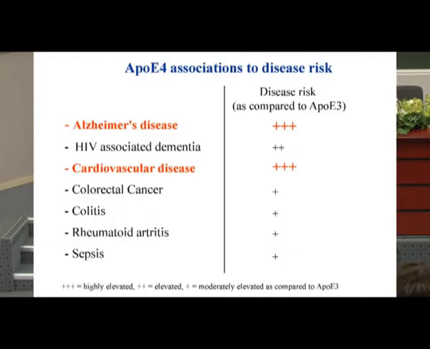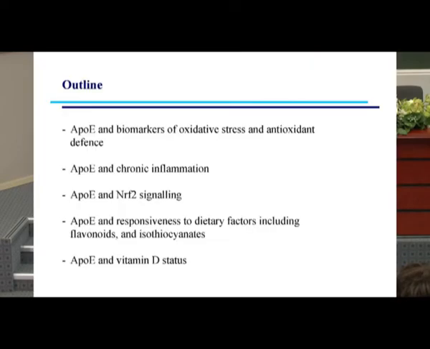It has been known for more than 2 decades that ApoE4 is a mortality factor in the elderly, one of the most important risk factors for Alzheimer's disease, and a very important risk factor for cardiovascular disease. We are trying to understand the role of the ApoE genotype in terms of chronic inflammation, NRF2 signaling, and its responsiveness to dietary factors, including flavonoids and isothiocyanates, and we have recently also looked into the effect of the ApoE genotype on the vitamin D status.